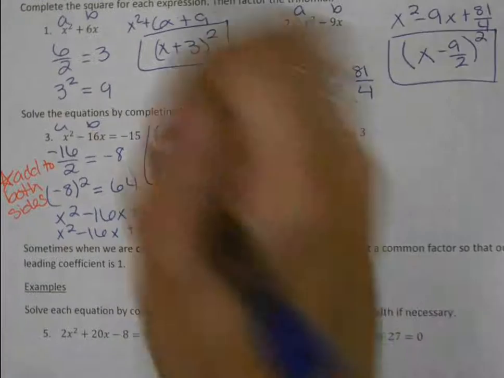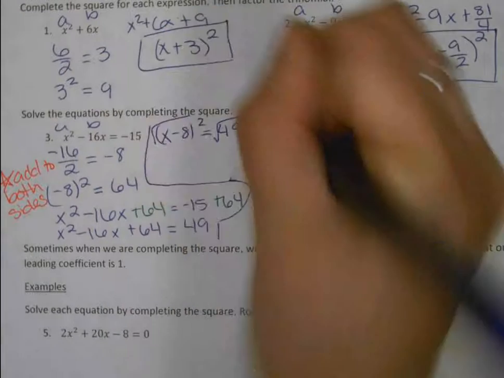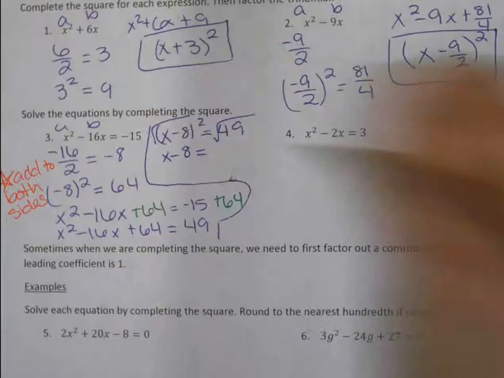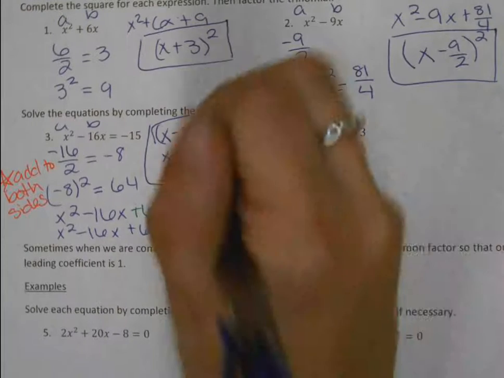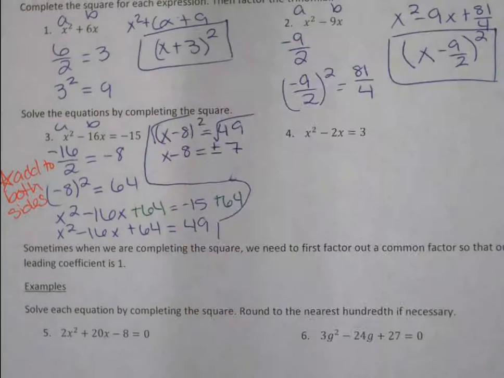I have to get rid of my exponent, so I take the square root on both sides. So then I get x minus 8 equals the square root of 49. Just 7? No. What did we keep writing in front of everything yesterday? If it's a perfect square, I don't have to... Yeah, plus and minus 7.